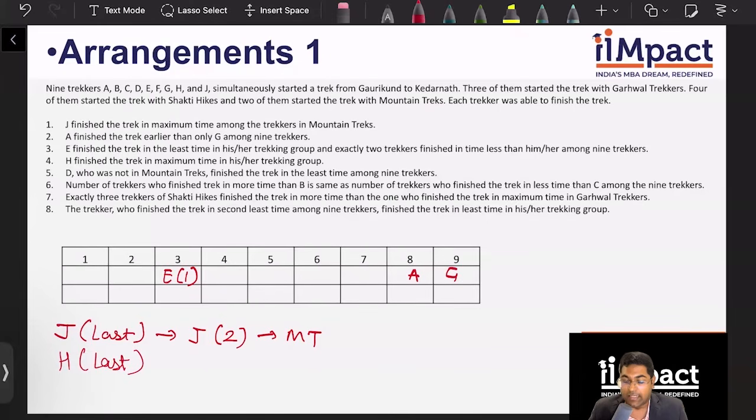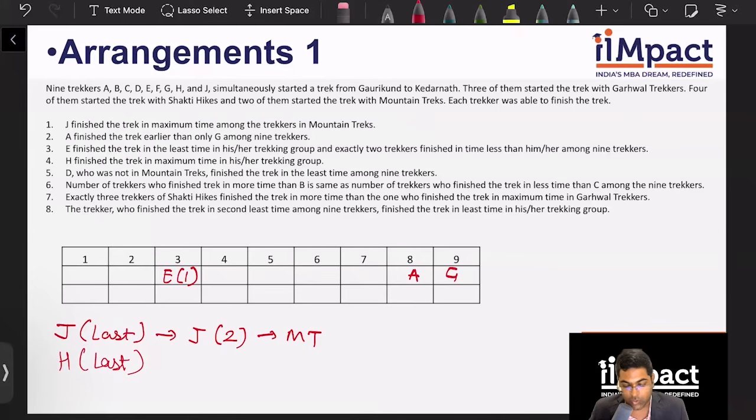So can I say A and G have to be of the same group? Because maximum, J and H can occupy the 7th position. So I can assure that A and G will be of the same group, only then G will be last in his or her group. Okay. So I'll just keep this information in mind and move forward.